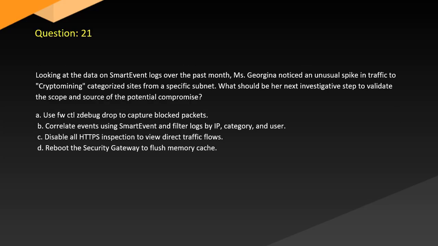Question 21. Looking at the data on SmartEvent logs over the past month, Georgina noticed an unusual spike in traffic to cryptomining categorized sites from a specific subnet. What should be her next investigative step to validate the scope and source of the potential compromise? A. fw ctl zdebug drop to capture blocked packets. B. Correlate events using SmartEvent and filter logs by IP, category, and user. C. Disable HTTPS inspection to view direct traffic flows. D. Reboot the security gateway to flush memory cache.